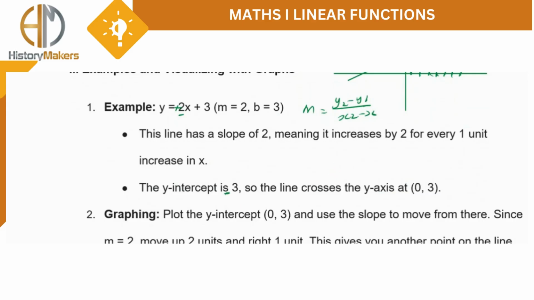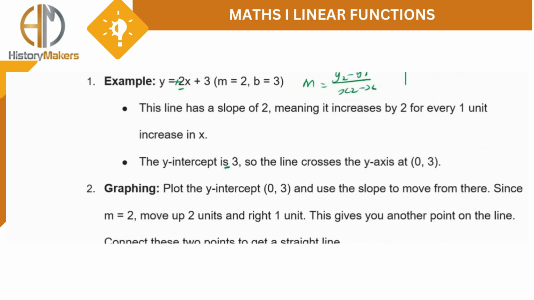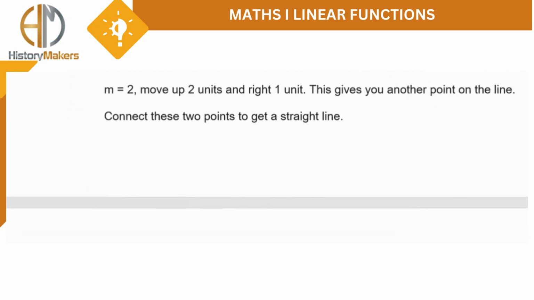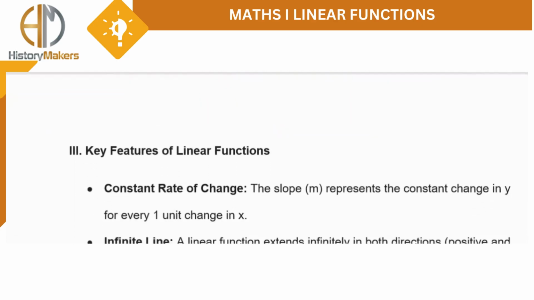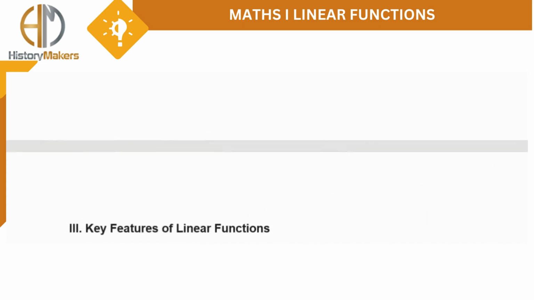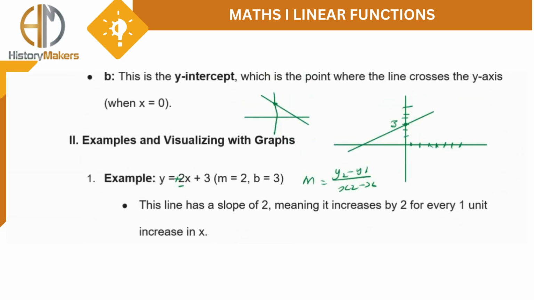When we're graphing it, plot the y-intercept 0 and 3 and use the slope to move from there. Since m is 2, move up 2 units and right 1 unit. This gives you another point on the line. So you have to connect these 2 points to get the straight line. So let's do that. I was just estimating how the line is going to be. Now let's find the precise line. This was just my estimation.